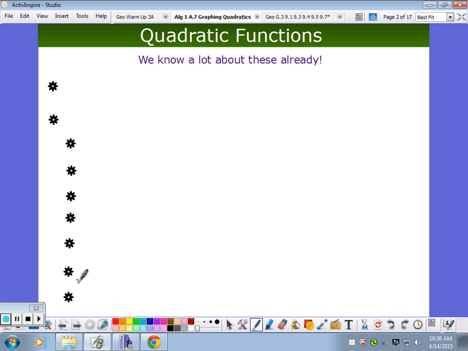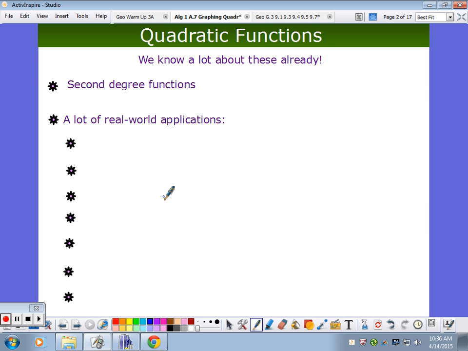Okay. Now, quadratic functions, you might be surprised, we do know quite a bit about them. They are second degree functions. What does that mean? Second degree. It has an exponent of 2, right? The biggest exponent is going to be 2. Good. It has a lot of real-world applications. These are actually important things, quadratic functions.